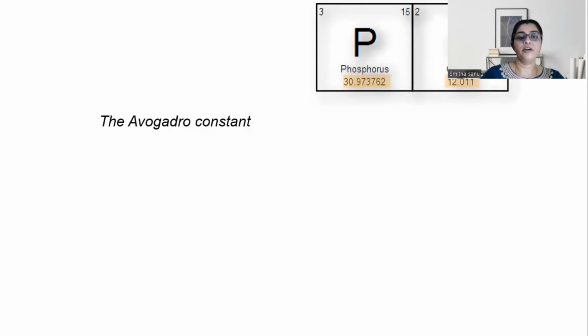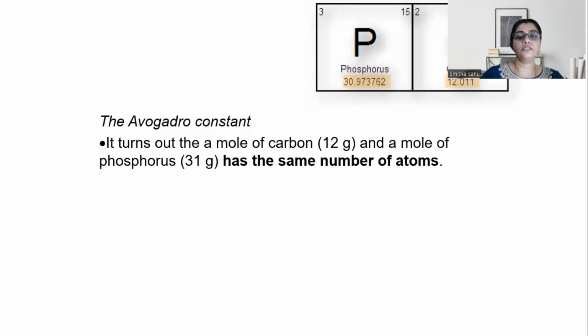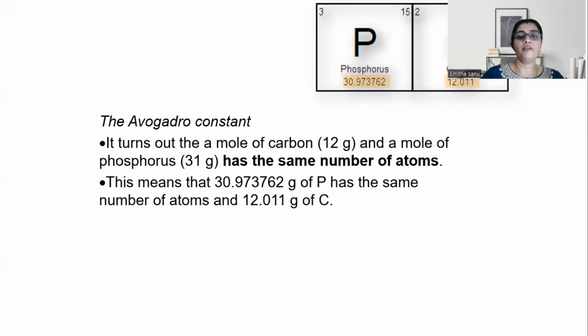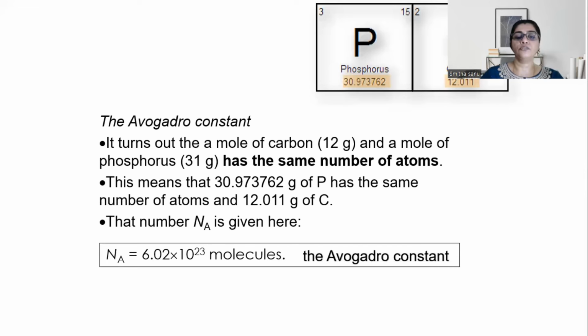Next, let's study Avogadro's constant. What is Avogadro's constant? If I take 12 grams of carbon or 31 grams of phosphorus, each of them has a constant number of molecules, which is called the Avogadro's constant. So the number of molecules in 1 mole of a substance is called the Avogadro's constant. It should be in the data booklet. We can note down this value, 6.02 × 10^23. These many molecules are present in 1 mole of any substance.